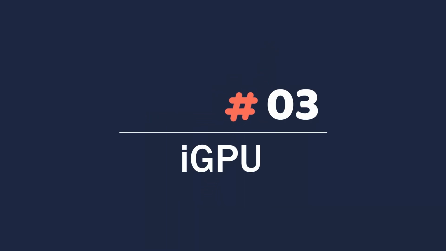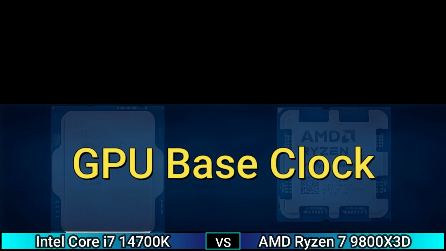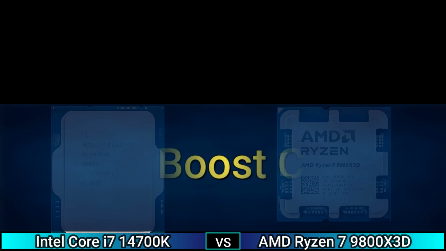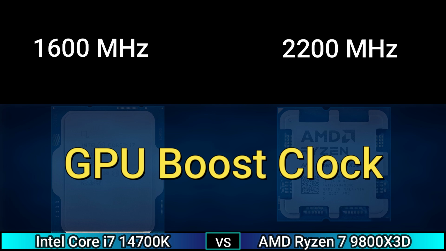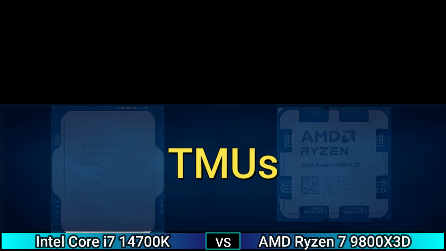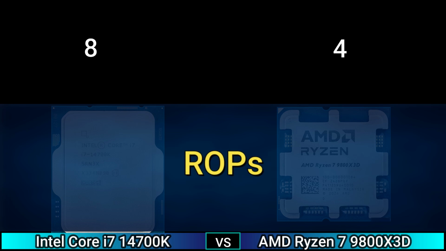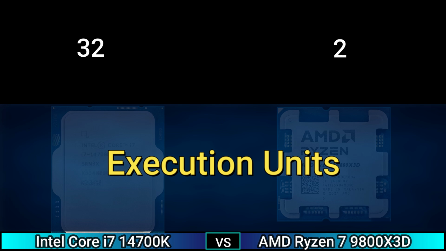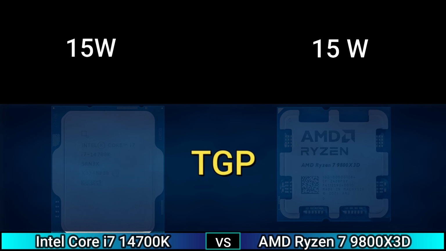Next, iGPU. GPU base clock: 300 MHz and 400 MHz. GPU boost clock: 1600 MHz and 2200 MHz. Shading units: 256 and 128. Texture mapping units: 16 and 8. Render output units: 8 and 4. Execution units: 32 and 2. Thermal design power: 15 watts.